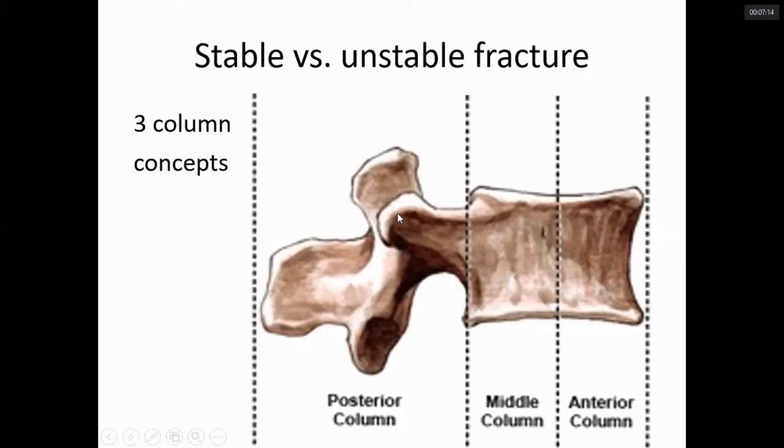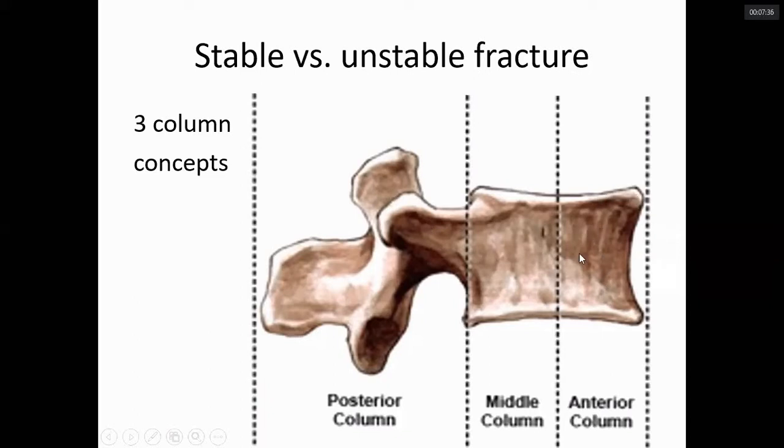Okay, and this one is the lamina. And this one is the transverse process. On either side there is a transverse process, and this last part is the spinous process. Okay, so Denis gives the column concept: this one is the anterior column, middle column, and the rest of the thing is the posterior column.